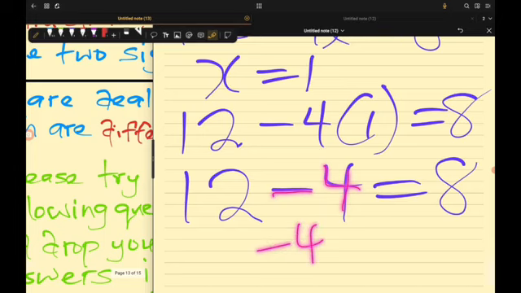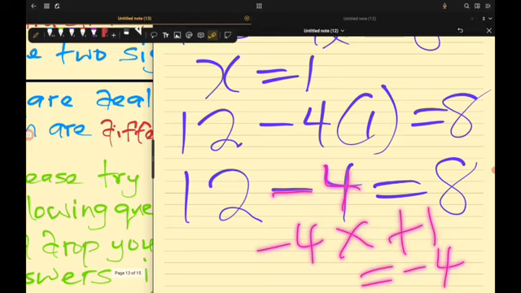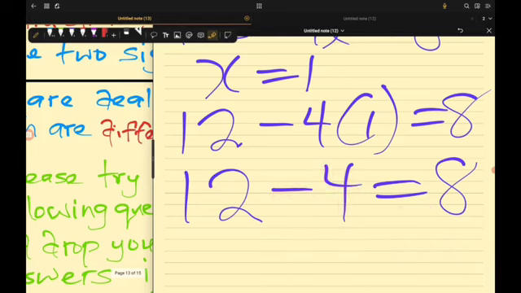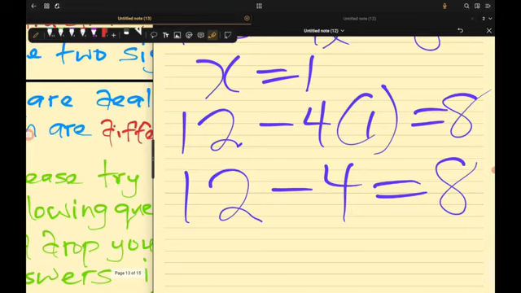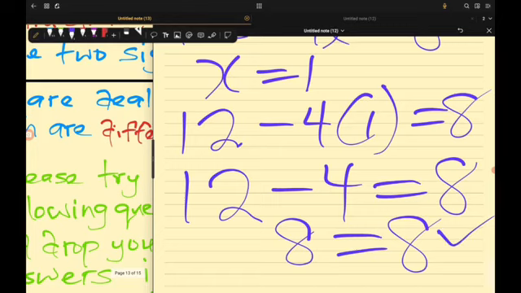Minus 4 multiplied by plus 1 is equals to minus 4. No confusion. Just use DDSS as a guide, the way I've taught you. So this is minus 4. So that's it. So finally we have 12 minus 4 is equals to 8, is equals to 8. So this is perfect. It means our answer is right.